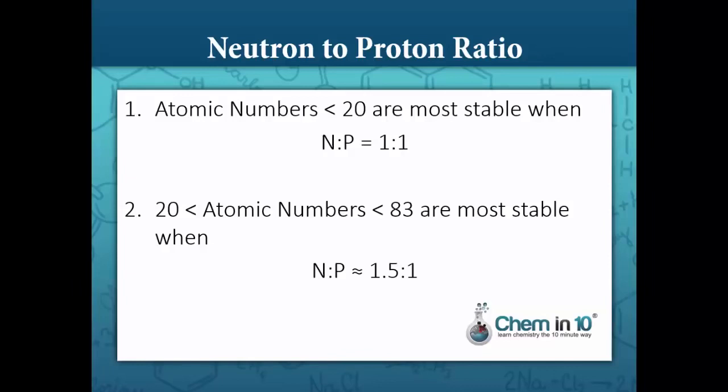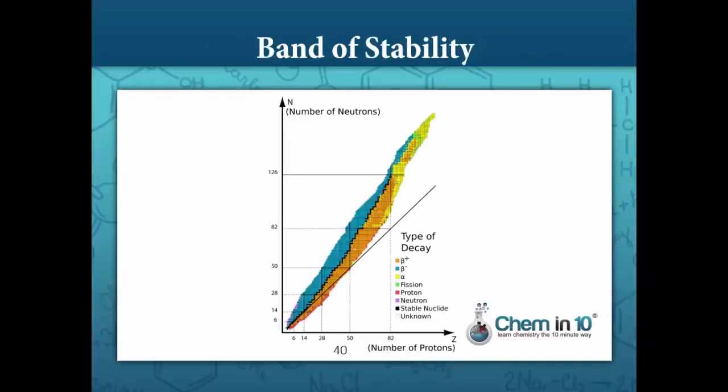Nuclei with atomic numbers less than 20 are most stable when the neutron-to-proton ratio is 1:1. Nuclei with atomic numbers between 20 and 83 are most stable when the neutron-to-proton ratio is approximately 1.5. You can see this on the band of stability. The band of stability plots the number of neutrons on the y-axis versus the number of protons on the x-axis. The y-axis over the x-axis gives you the neutron-to-proton ratio.